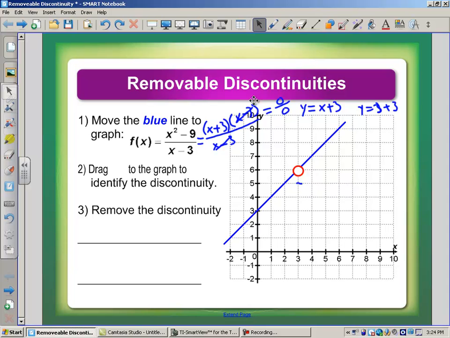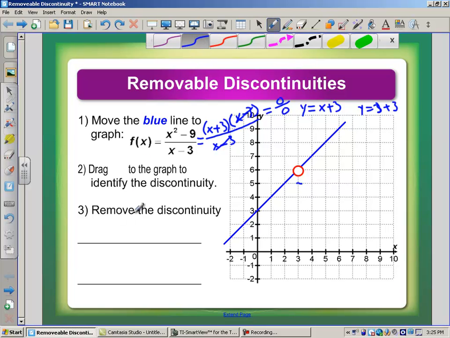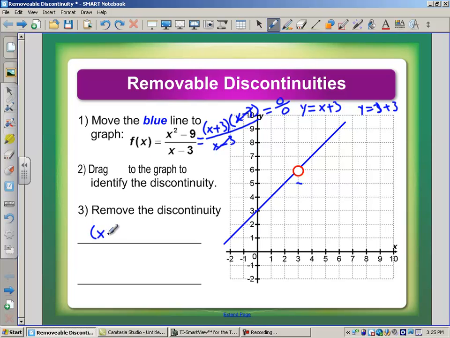So if you get 0 over 0, and there's a number that makes the bottom 0 and the top 0, that is not a vertical asymptote. It's simply a little hole in the graph. And this is why it's called removable. We can remove it by doing the little factoring, x plus 3 times x minus 3 over x minus 3. This is removing it. Boom, we removed it. It's gone. And what we're left with is what the graph looks like everywhere else except at 3.